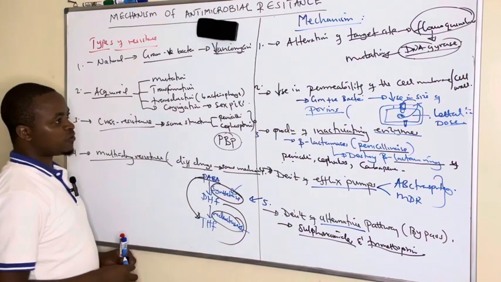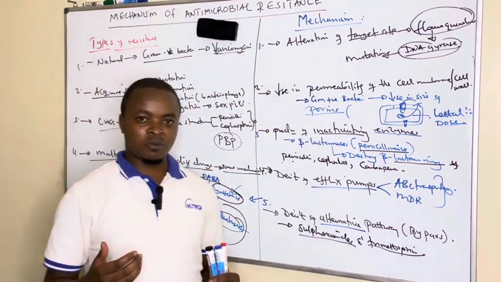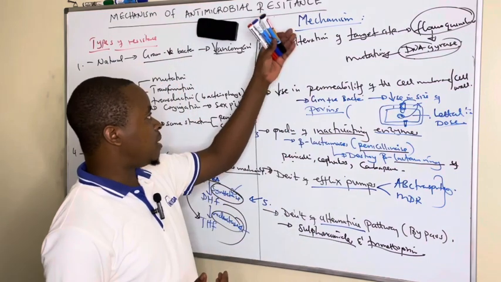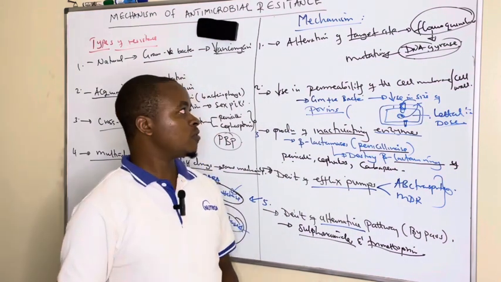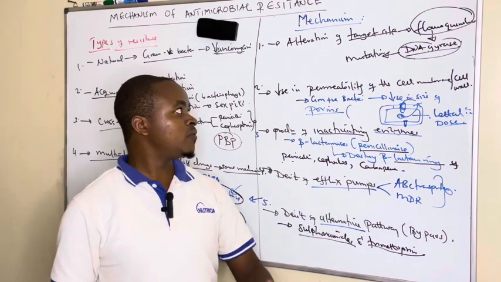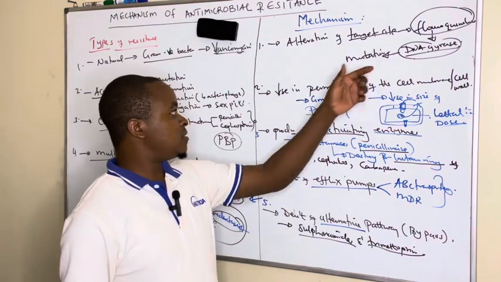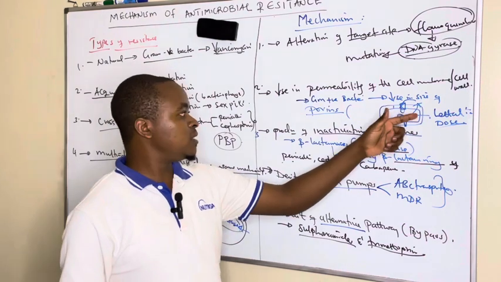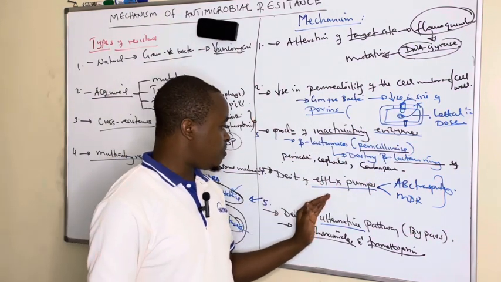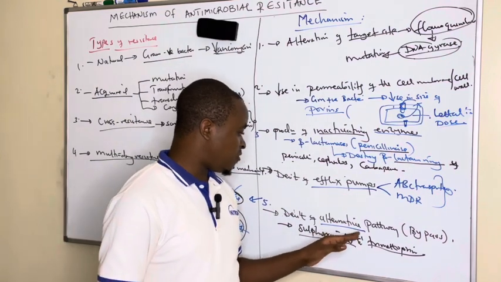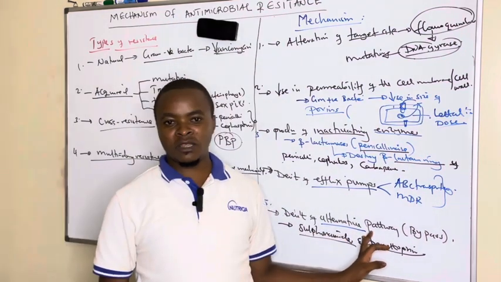So thank you so much for listening from the beginning until the end, where we have discussed mechanisms of drug resistance, whereby we have said there are majorly 5, that is alteration of the target site, decrease in permeability, production of inactivating enzymes, development of efflux pump, and development of alternative pathway.